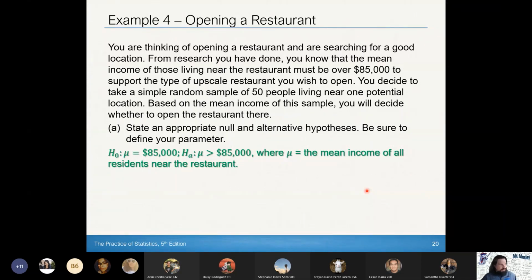And so this last part is where we're actually defining the parameter. We're saying the parameter mu is what we're using, and this is the mean income of all residents, not the mean income of the people in the sample, right? For all residents, because that's our population. Is there anything I can clarify on this example, on this part?